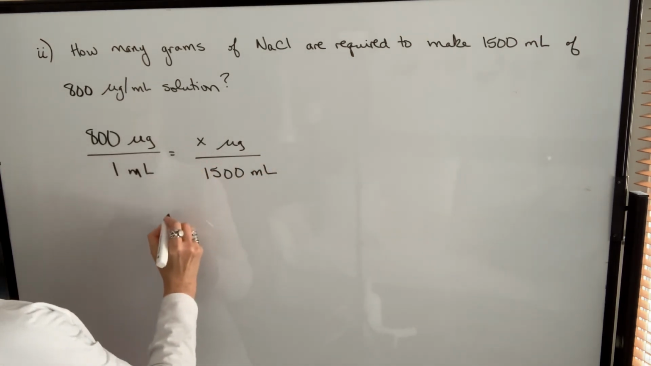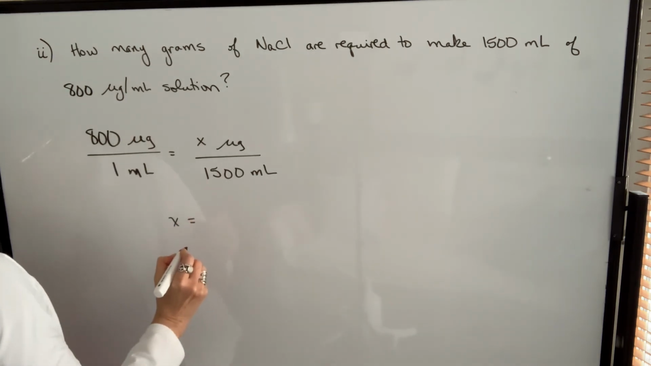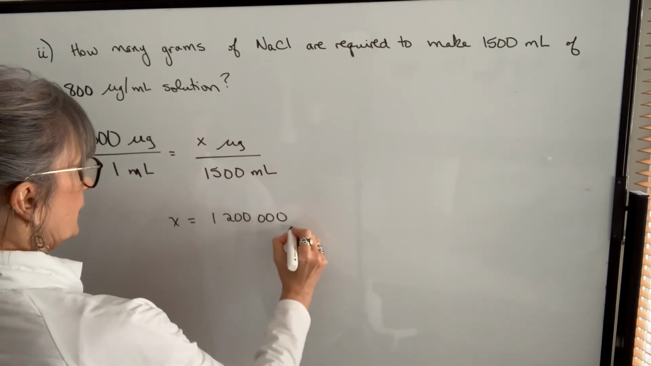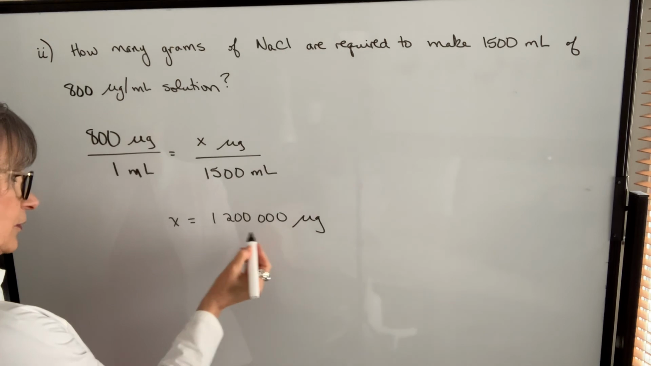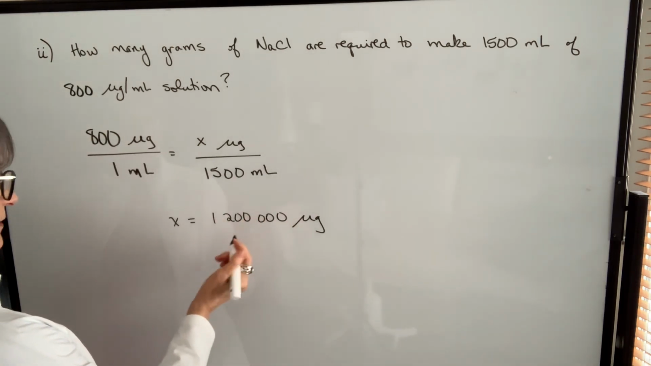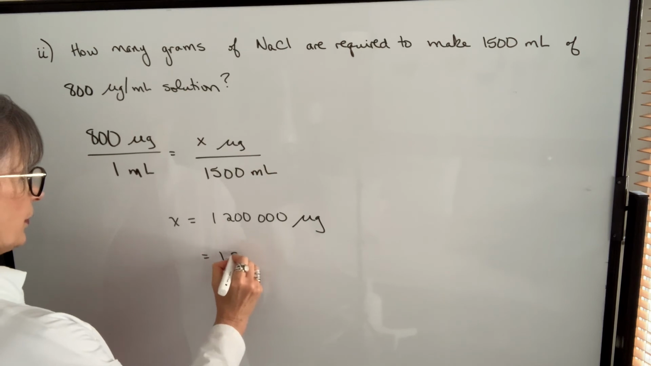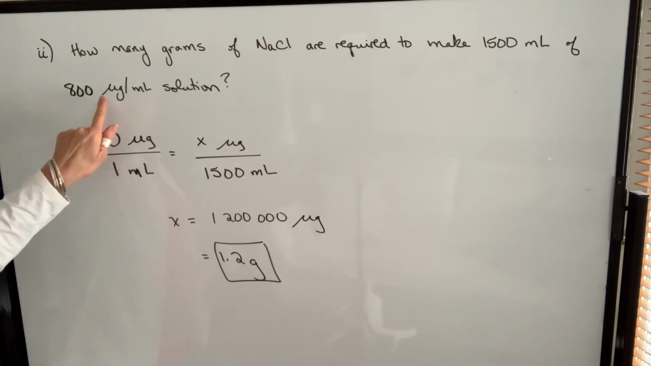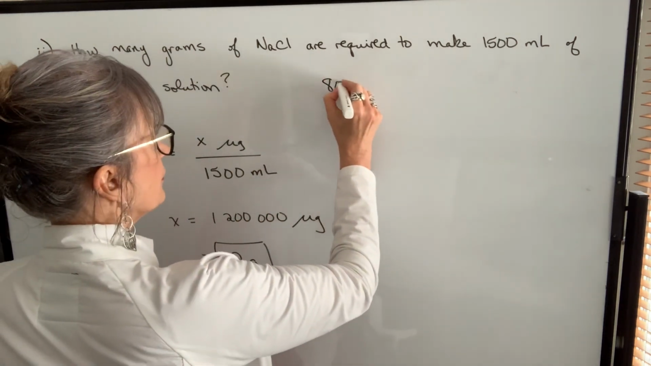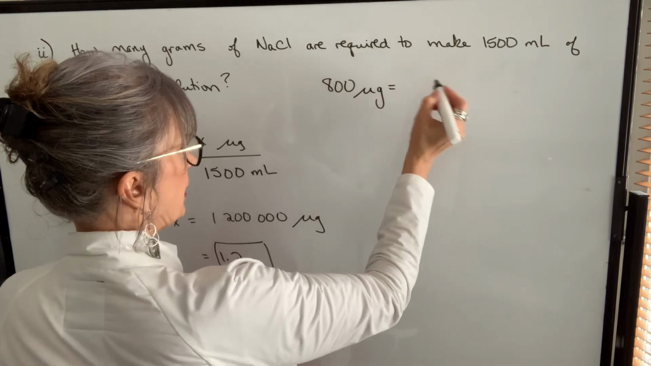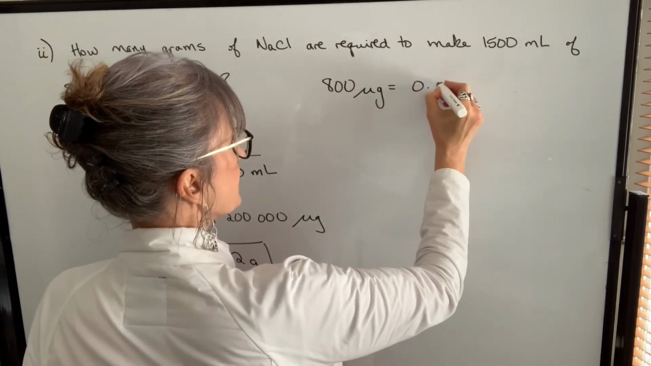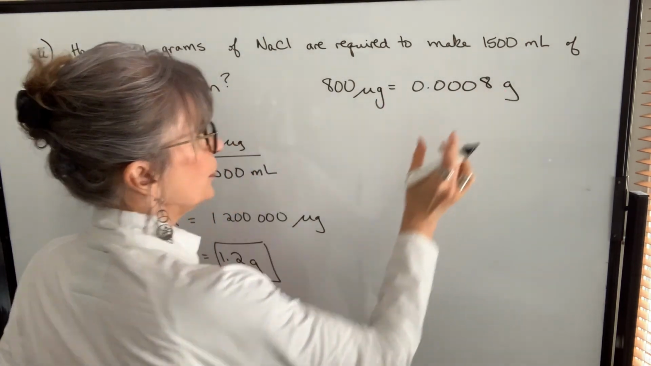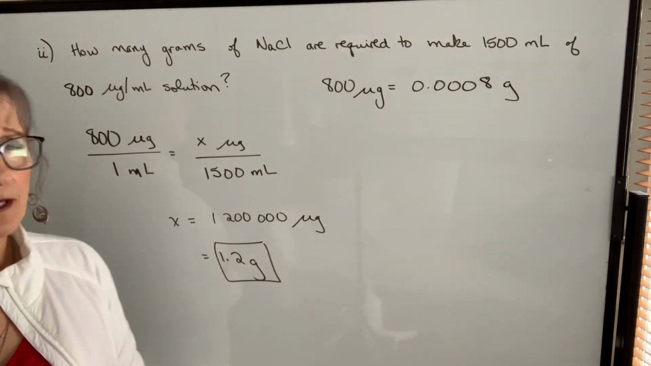When you cross multiply, you're going to have 1x equal to 1,200,000 micrograms. And then in order to change that to grams, I need to move my decimal point 6 places. So that will be equal to 1.2 grams. The other option is I could have changed 800 micrograms to start with, and I have to divide by 1,000,000 to do that. So I move my decimal point 6 places. So 800 micrograms would be 0.0008 grams.